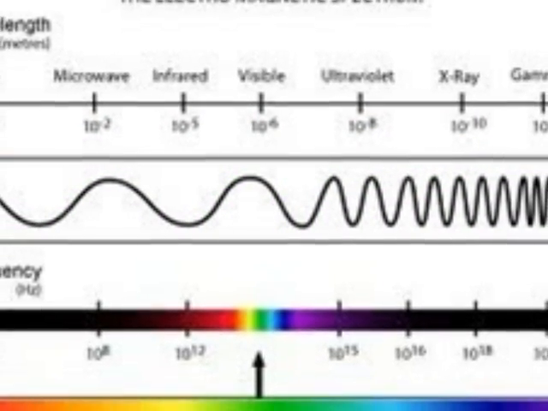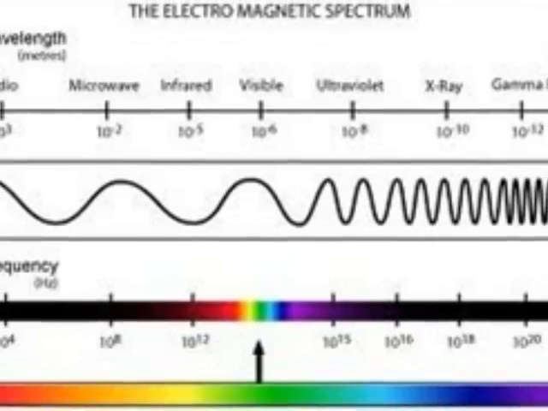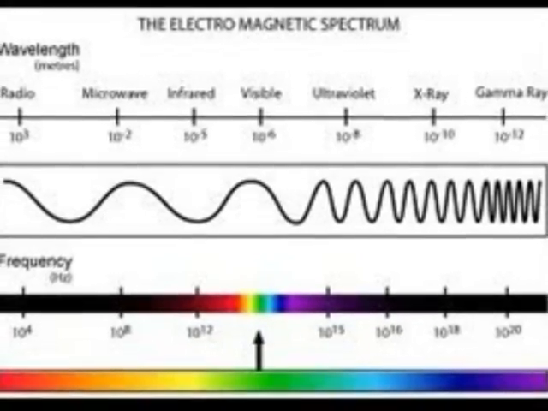In summary, the electromagnetic spectrum consists of all wavelengths from very long radio waves to nanoscale gamma rays.